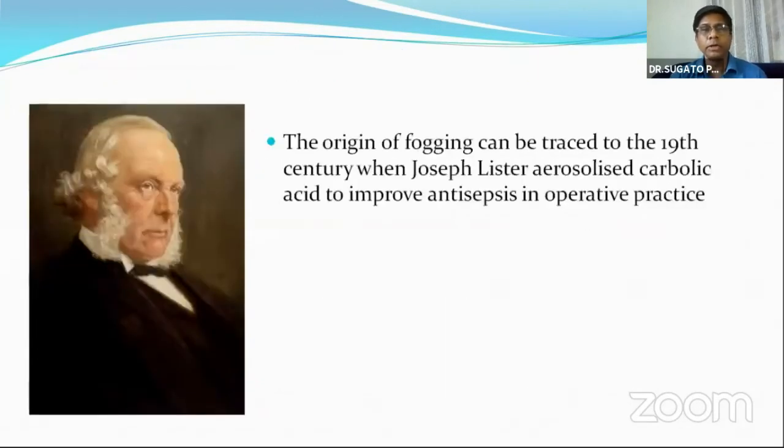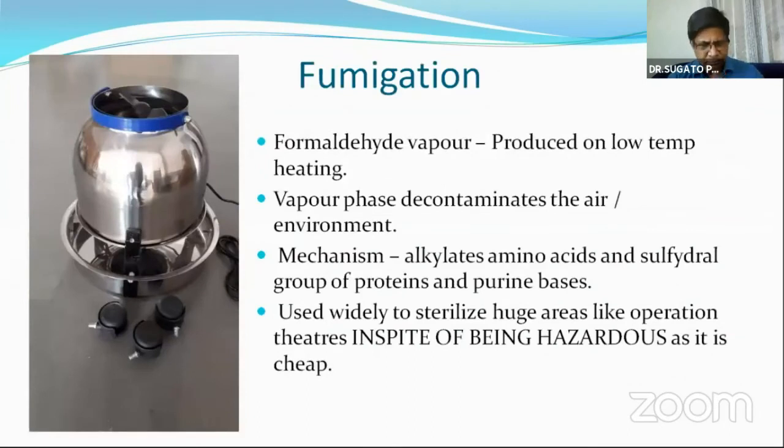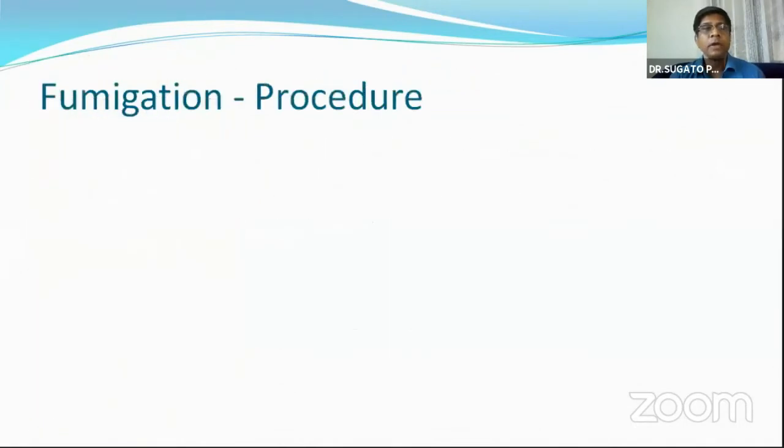Now, coming to fumigation, we can trace back to Joseph Lister, who used aerosolized carbolic acid back in the 19th century. Still today, formaldehyde vapor, which is produced from formalin, is used, which alkylates the amino and sulfhydryl groups of proteins and purine bases. In spite of being hazardous, because it's cheap, it's being used in a lot of places.